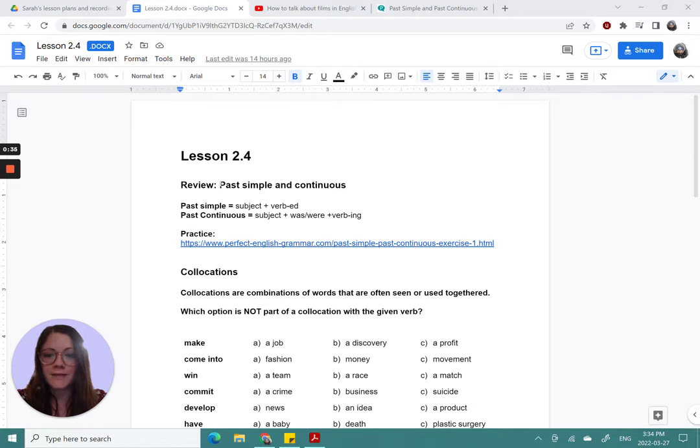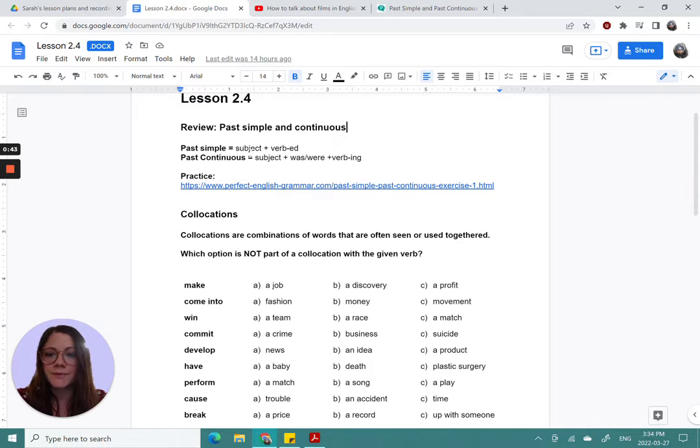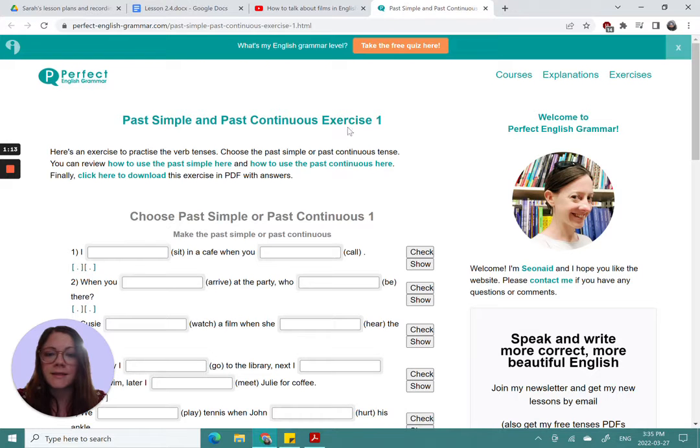First, we talked about the past simple and the past continuous in our last lesson. Our past simple would be the subject and then the verb with -ed, with regular verbs at least. And our past continuous would be the subject with either was or were, and then an -ing form. Some examples just to review these two past tenses look like this.